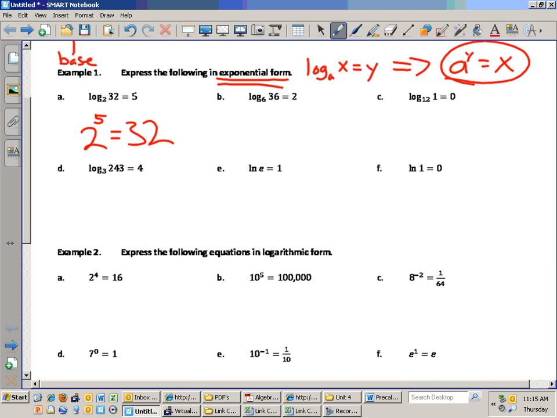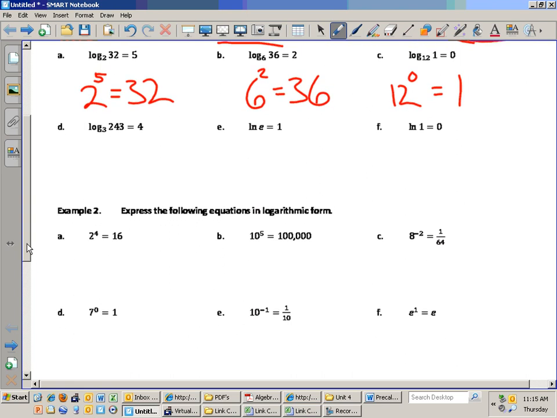What's the base for problem B? What's the exponent? Equals 36. Is 6 squared equal to 36? Yep. Log base 12 of 1 equals 0. That would be a base 12 to the 0 power. Anything to the 0 power is 1.